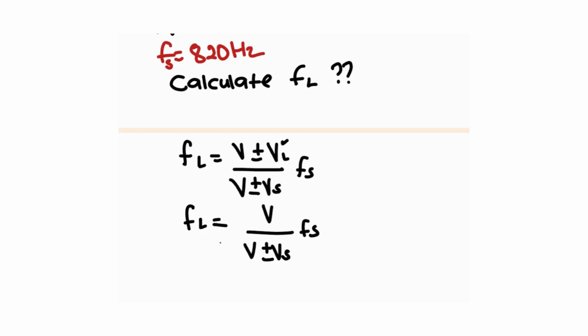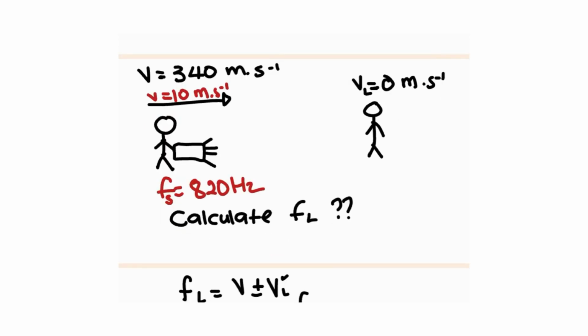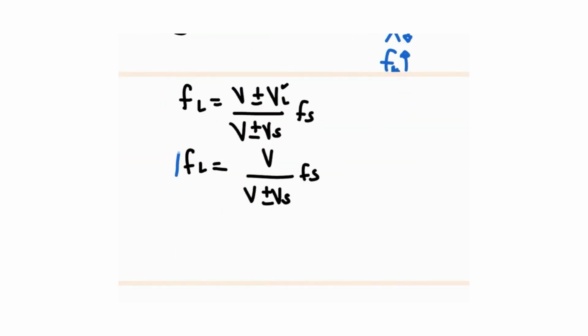So what is happening now? Your friend is moving towards you, meaning the wavelength is what? Is wavelength increasing or decreasing? Our wavelength is decreasing. And what about our frequency? Our frequency is increasing, meaning the frequency that you hear the sound with is increasing, meaning we are increasing FL.